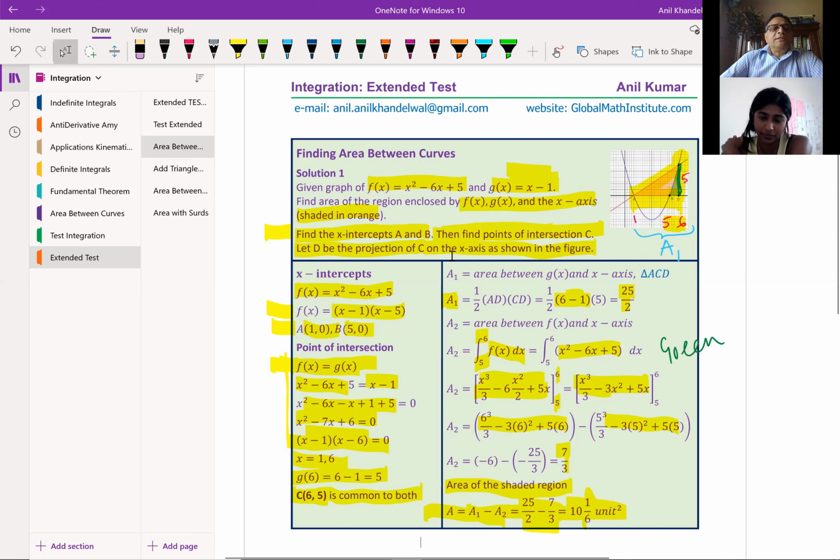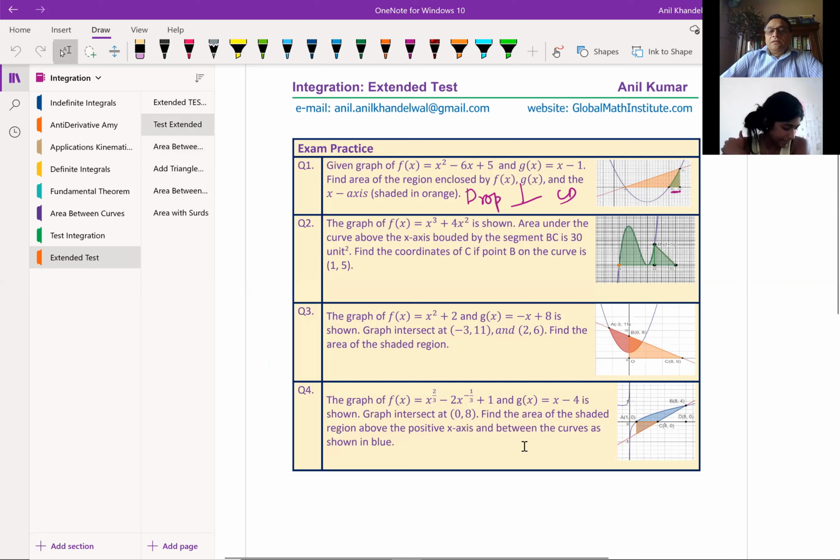Yeah. Now, let's take the second example, to try to understand this strategy. Can you please read question number 2? Yes. Question 2. The graph of f of x equals x cubed plus 4x squared is shown. The area under the curve above the x-axis is bounded by the segment BC, which is 30 units squared. Find the coordinates of C if point B on the curve is 1, 5.